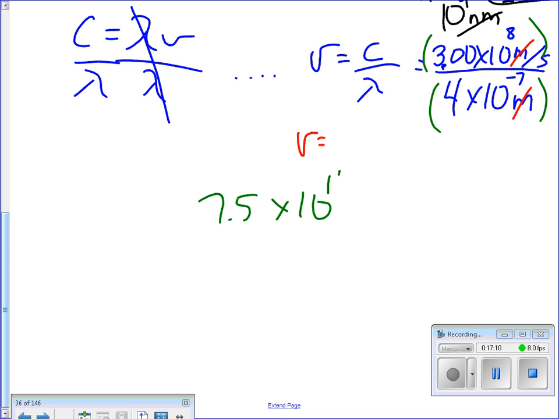Times 10 to the 14th. And that should make sense, because do you remember when you have exponents and you divide them, what do you do to the exponents? Subtract them. So 8 subtract a -7 means 8 plus 7, right? What's 8 plus 7? 15, okay? But you're doing 3 divided by 4, so that's like 0.75, right? So that 0.75 times 10 to the 15th means the decimal scooches back 1 to make it 10 to the 14th. So you can kind of make sense of it too.